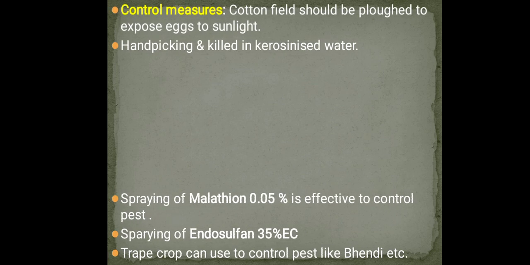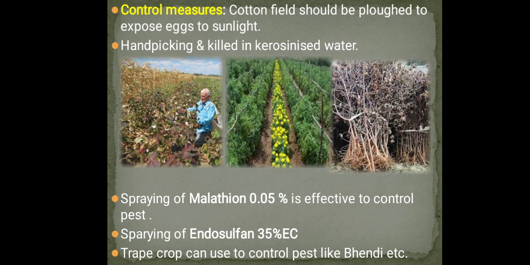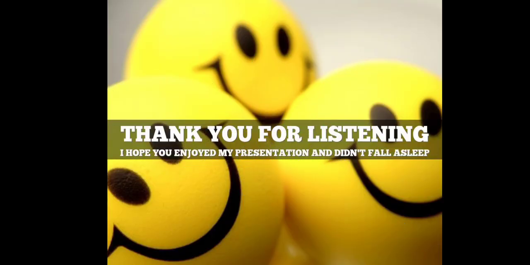Then we see the control measures of this red cotton bug. The cotton field should be ploughed to expose the eggs to sunlight. Then hand picking and killing in kerosenized water. Then spraying of malathion 0.05% is effective to control the pest. Then spraying of endosulfan 35% EC. Then a trap crop like bhendi can be used to control the pest. In this diagram, we see the damage of this red cotton bug in the field. Thank you.